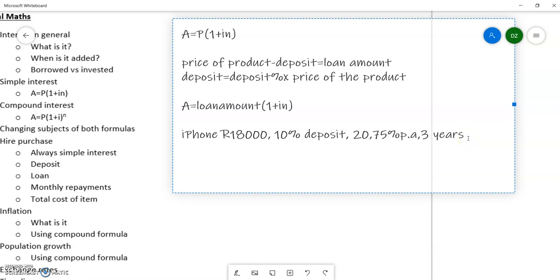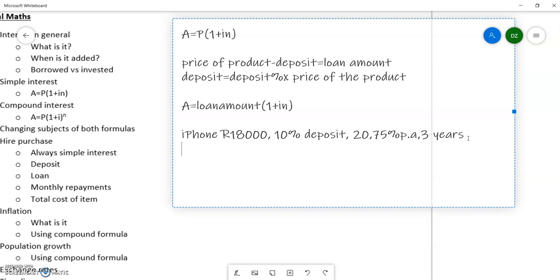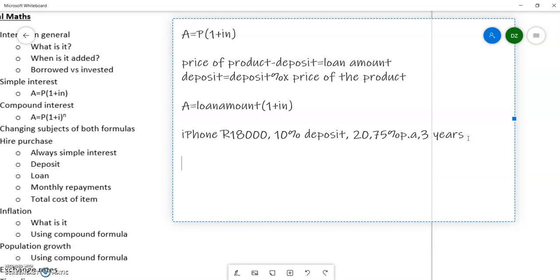So let's look at an actual calculation where we put all of this into practice. So let's start. I go to the iPhone counter. I want the iPhone. It's going to cost 18,000 rand if I have to pay everything right there and then. Obviously, I don't have that kind of money, and I doubt you have that kind of money, so we ask if we can get it on credit. They say no problem, but you have to pay 10% deposit, and then your interest will be 20.75% per annum, and you'll pay it off for 3 years.